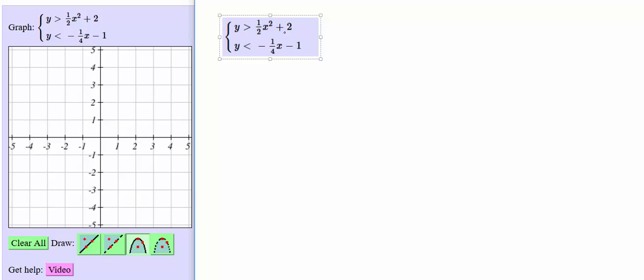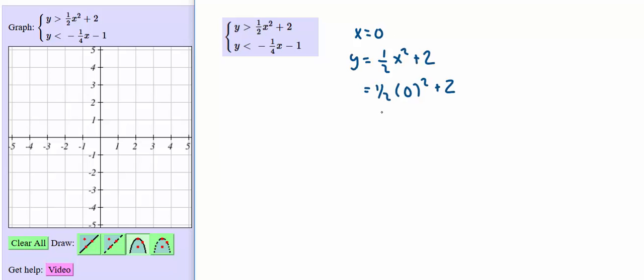Since this is missing the linear term, the vertex will lie right along the y-axis, which means the vertex and the y-intercept are one and the same. So to find the vertex in this problem, it would be sufficient simply to replace x with 0. Replacing x with 0, you would get a y value of 2. So it turns out that the y-intercept, and in this case also the vertex, is (0, 2).